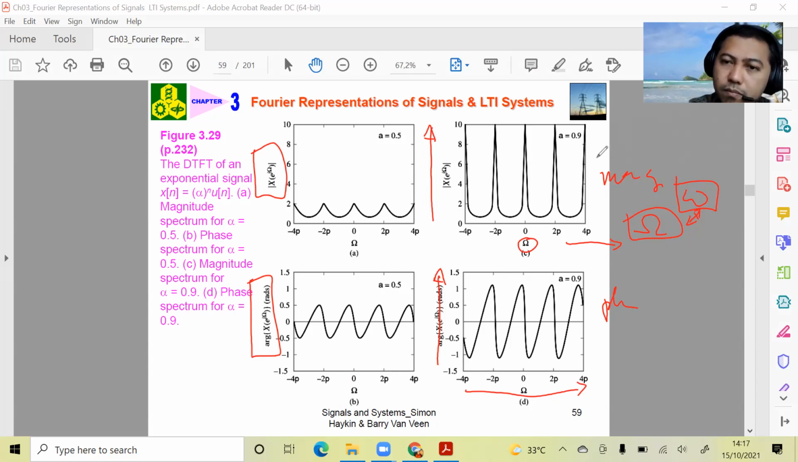And the upper, A and C, represent how the magnitude changes. You can see the peak here is about 2, but in the C figure it is around 10.